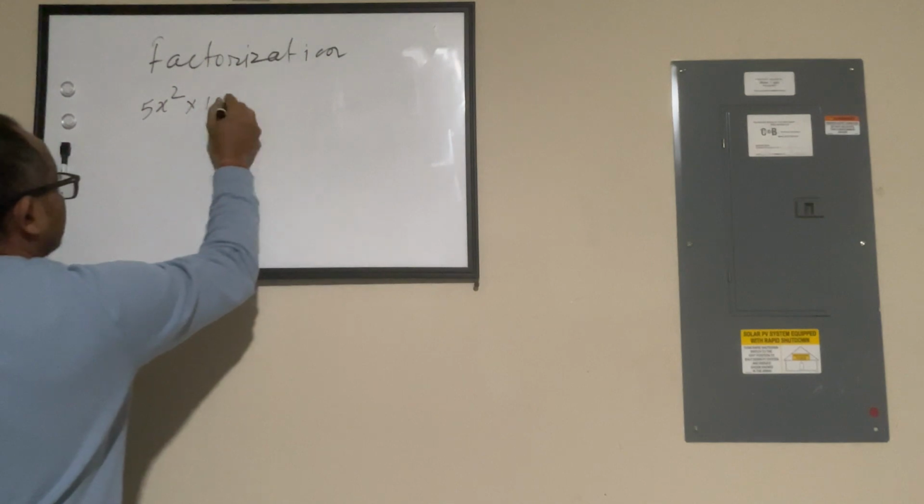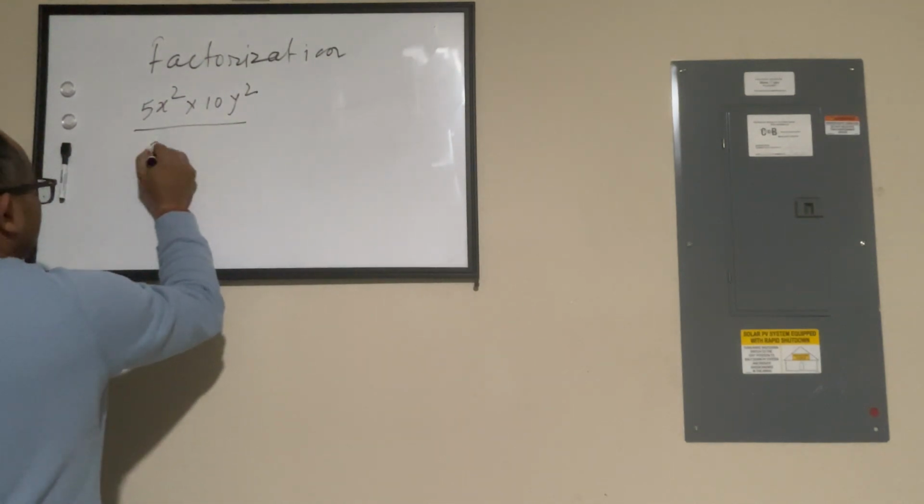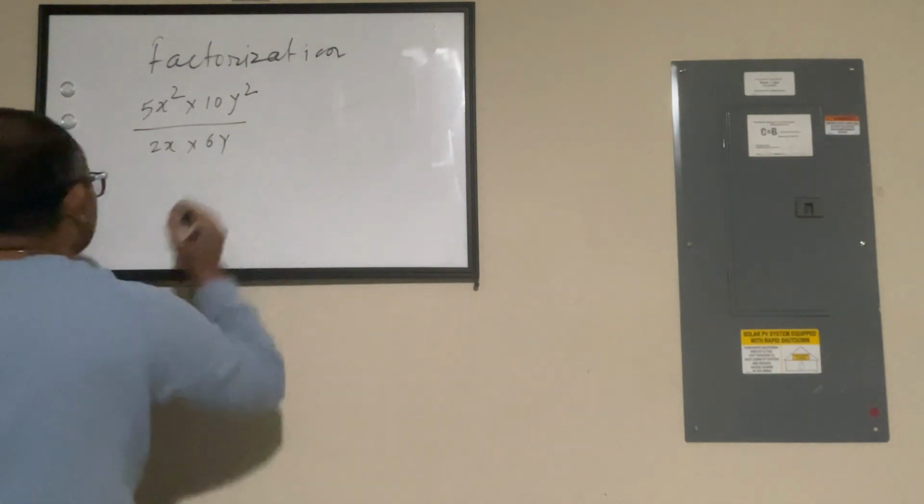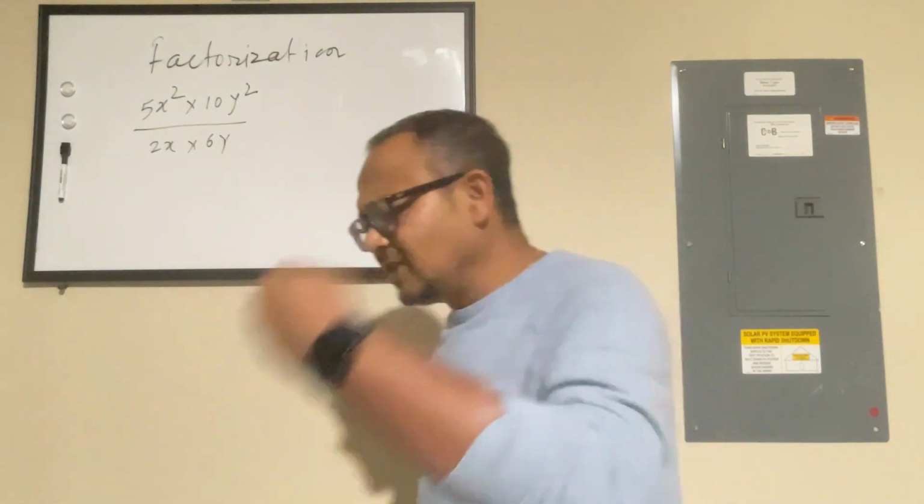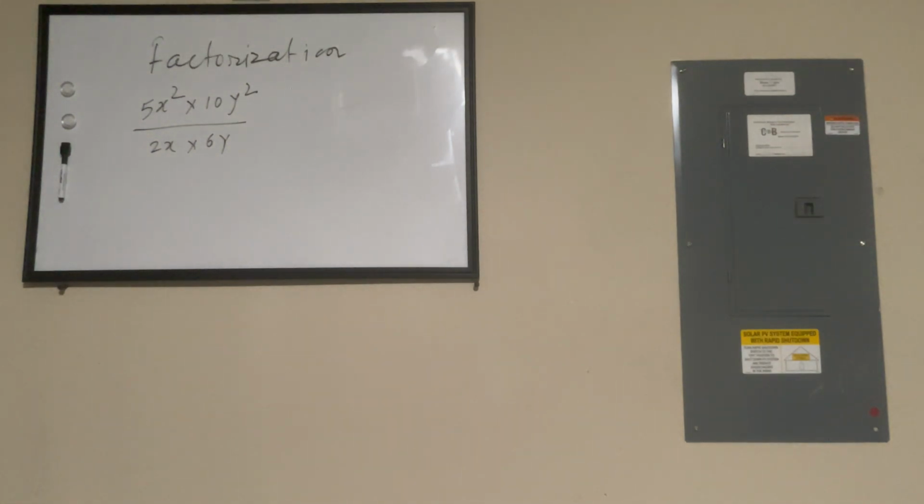Into 10y square divided by 2x into 6y. That's a kid question. Can you try this? Let's see, it's okay. You try this. If you're not able to, I'll help you, it's okay. Can you solve this?